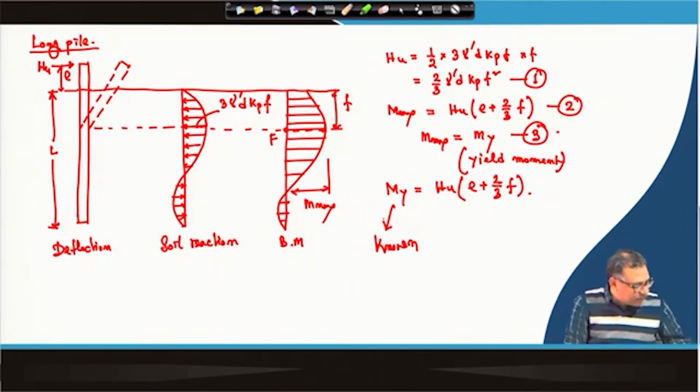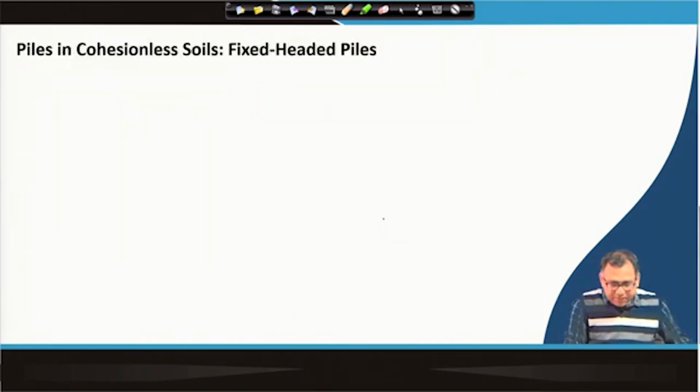This way we can calculate the long pile and short pile case. So, now I will go to the fixed headed pile. So, this is the free headed pile. Now, I will go to the fixed headed pile and pile in cohesionless soil.